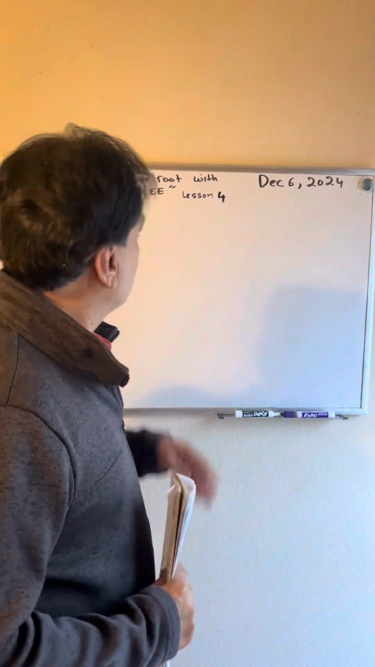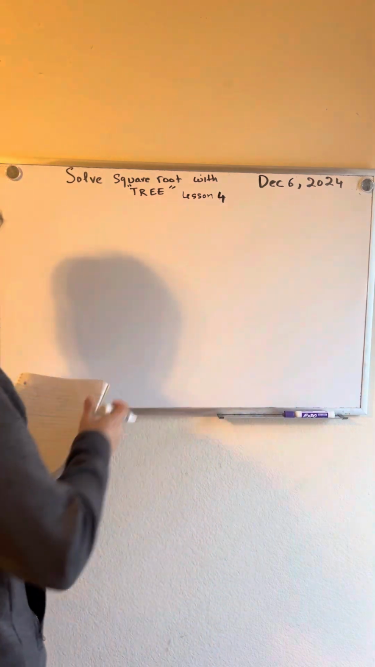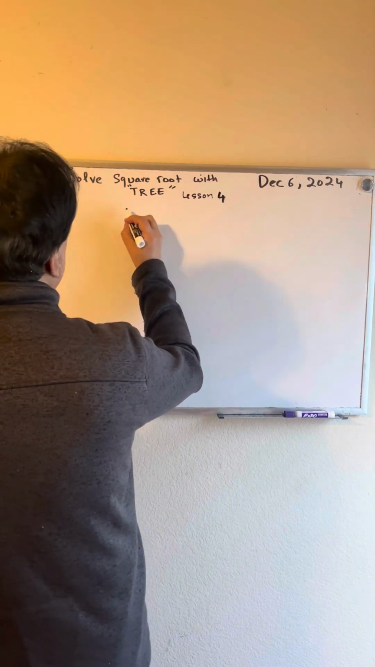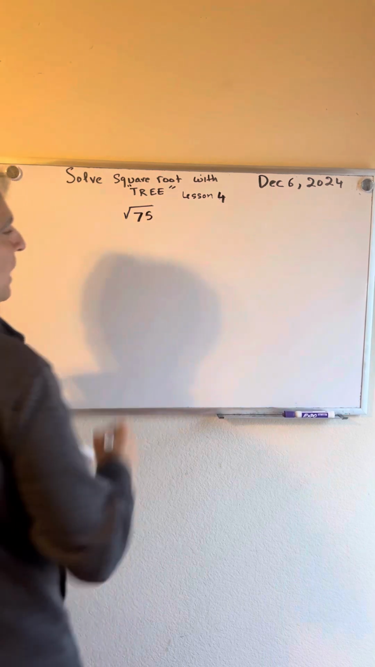We're solving square root problems using the factor tree method. So this is lesson number 4. Let's say you have on the board the square root of 75. How would you solve that?